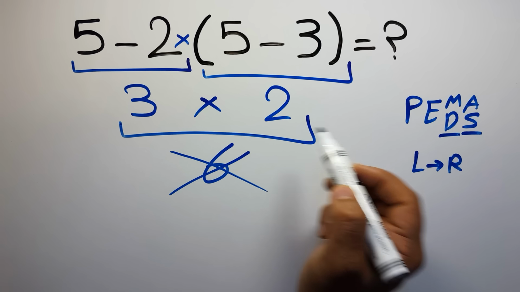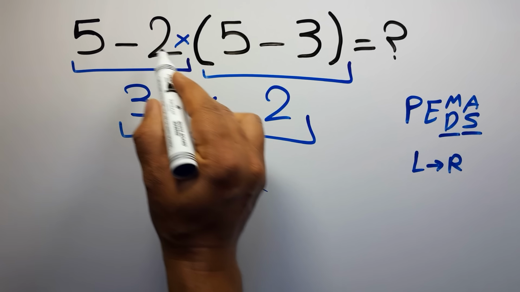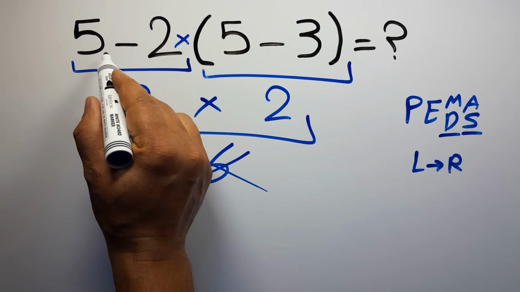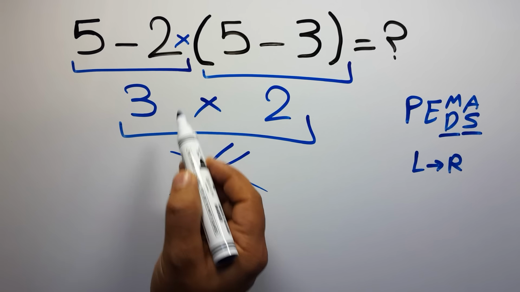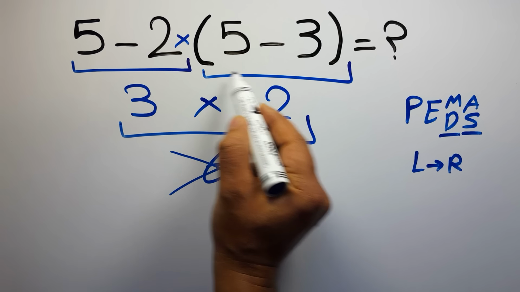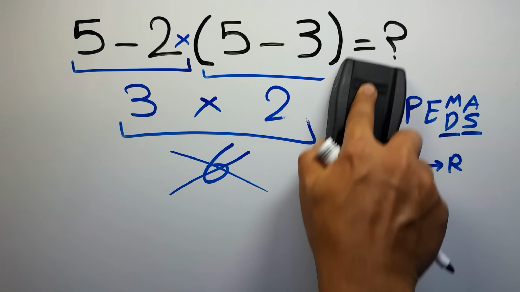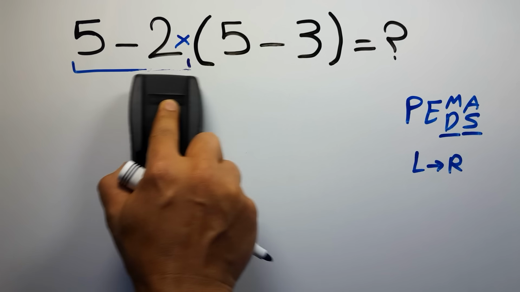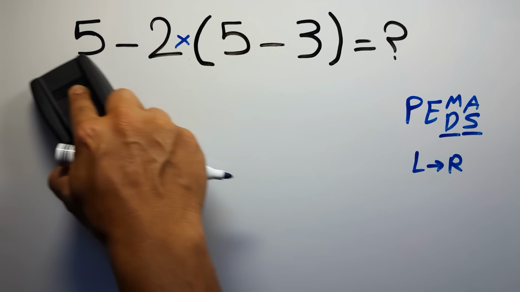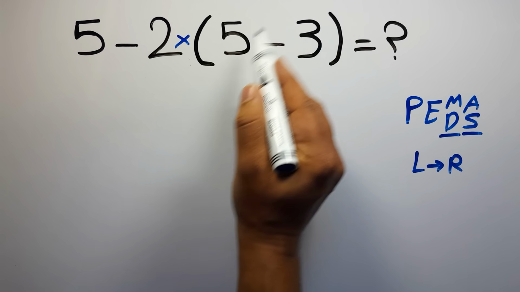Okay, so according to the PEMDAS, first we have to do this parentheses, then this multiplication, and finally this subtraction. If we do this subtraction before this multiplication or this parentheses, it is wrong. So first we have to do this parentheses.